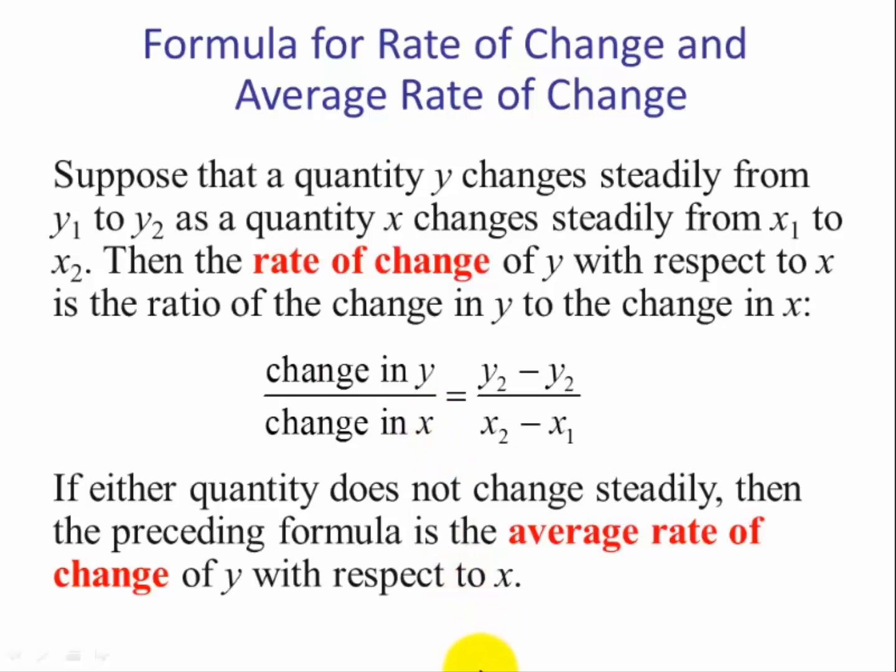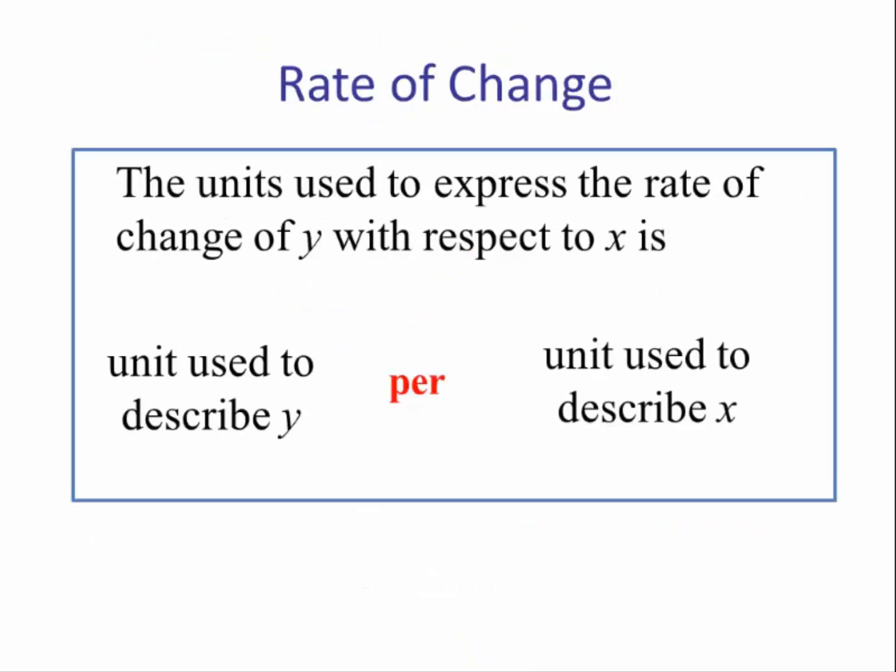If the quantities do not change steadily, then the preceding formula is the average rate of change of y with respect to x. The units used to describe y per units used to describe x. Per means to divide, so this is just like our slope formula. It's the change in y divided by the change in x. But this time, in word problems, we may just be given units, and that will tell us what the y or the dependent variable is, and will let us know what the x or the independent variable is. Let's do an example.